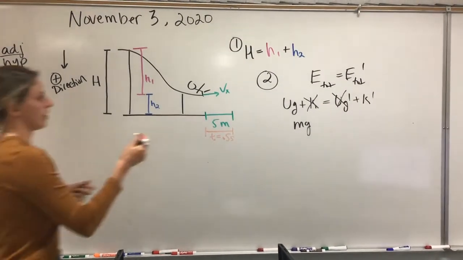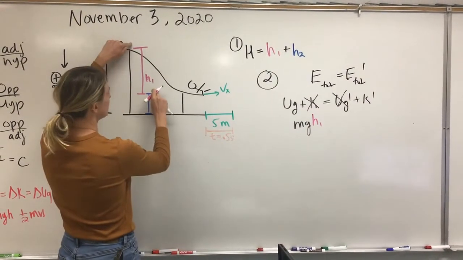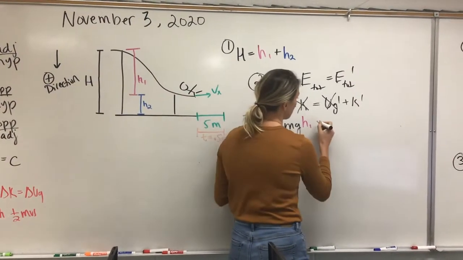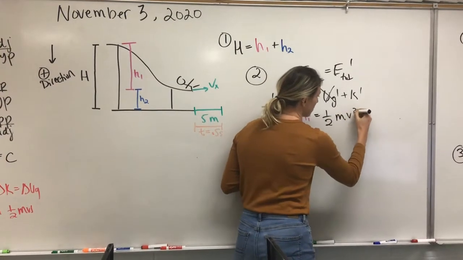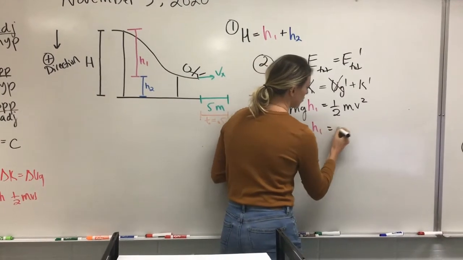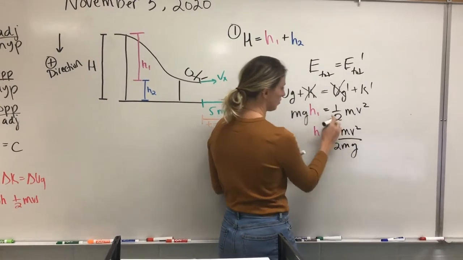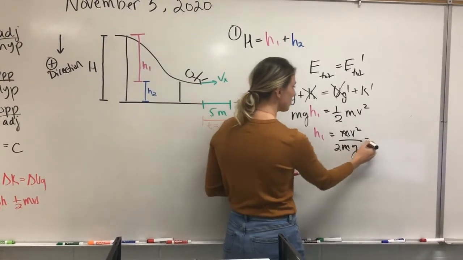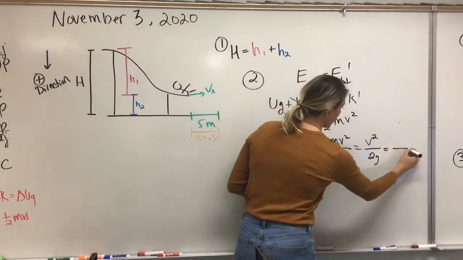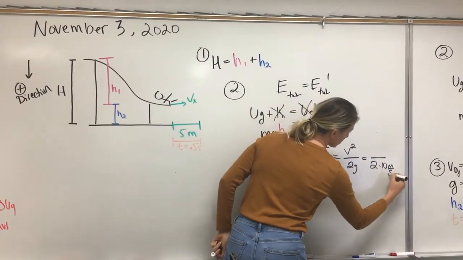Okay, so my mgh, and my h is h1 right here. So from here to here, not all the way down to the bottom, to this point right here. Okay, and that equals 1/2 mv squared. I divide by mg, I've got height 1 equals mv squared over mg. Oh, and then 2 at the bottom. That 2 goes here, 1/2. The masses cancel. My height 1 is going to be v squared over 2g. And I'm going to make the positive direction the down direction, so 2 times 10 meters per second squared.